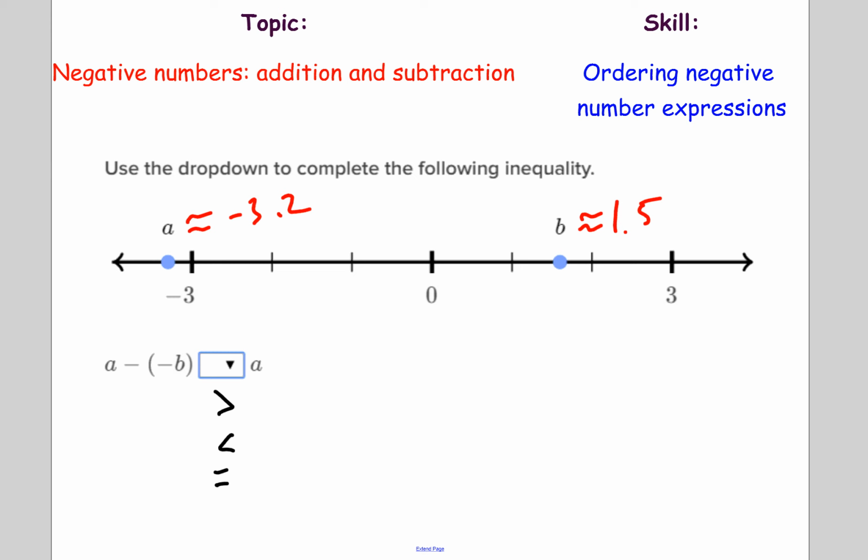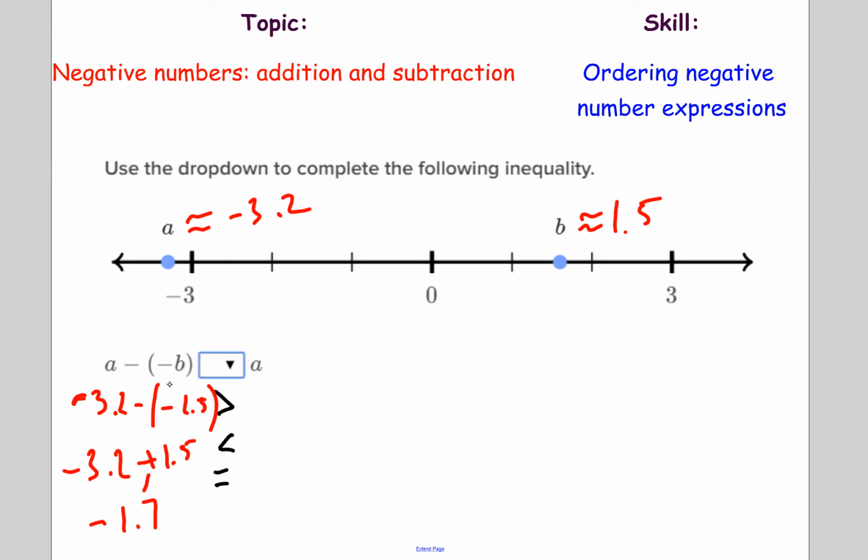A minus negative B. So I'm going to do this actually right here. A is negative 3.2 minus, open parentheses, negative B is 1.5. So negative 3.2 minus negative 1.5 is negative 3.2 plus 1.5. Well, what do I have more of, negatives or positives? The answer is I have more negatives. How many more? Well, if you find the difference between 3.2 and 1.5, you would see it's 1.7. So we have negative 1.7.